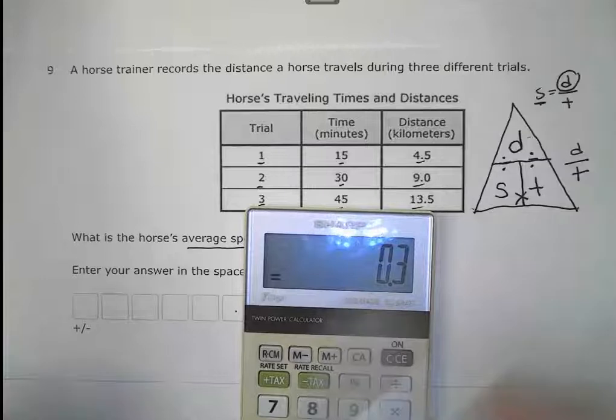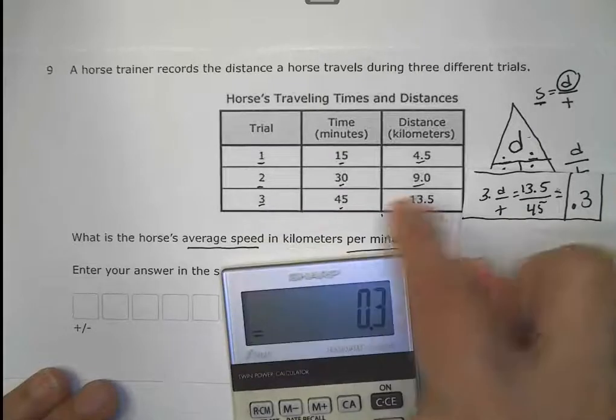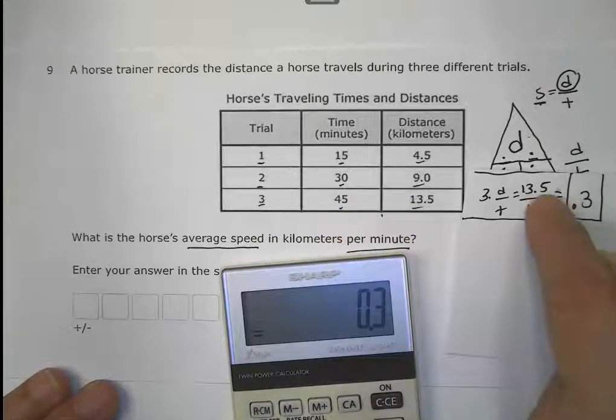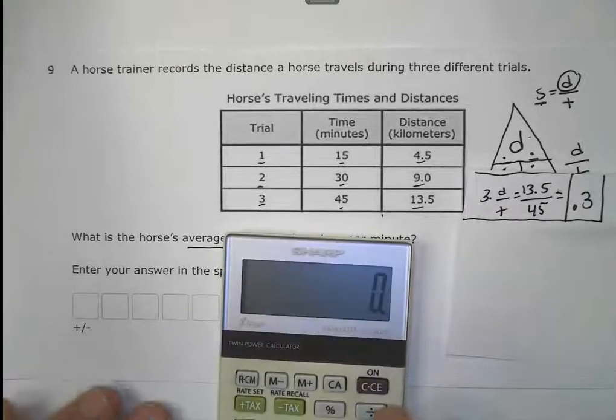Okay, so I'm going to check the third one. The third one, it's distance over time. Again, 13.5 divided by 45. And I have right here that it's also going to give me 0.3.